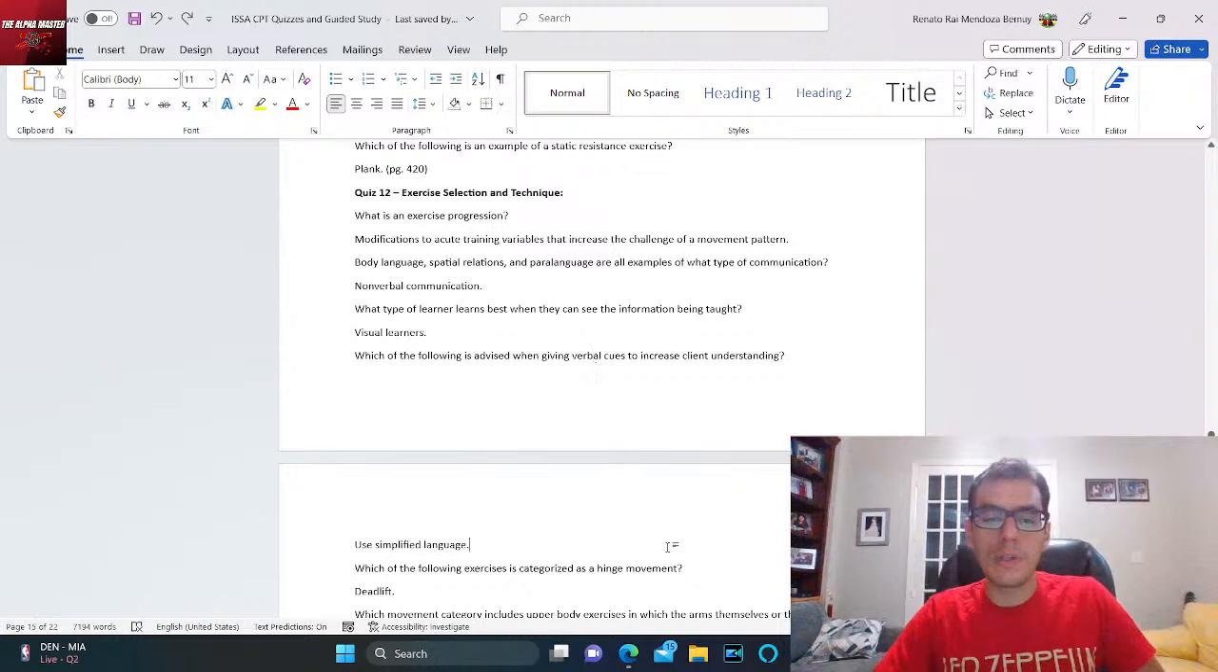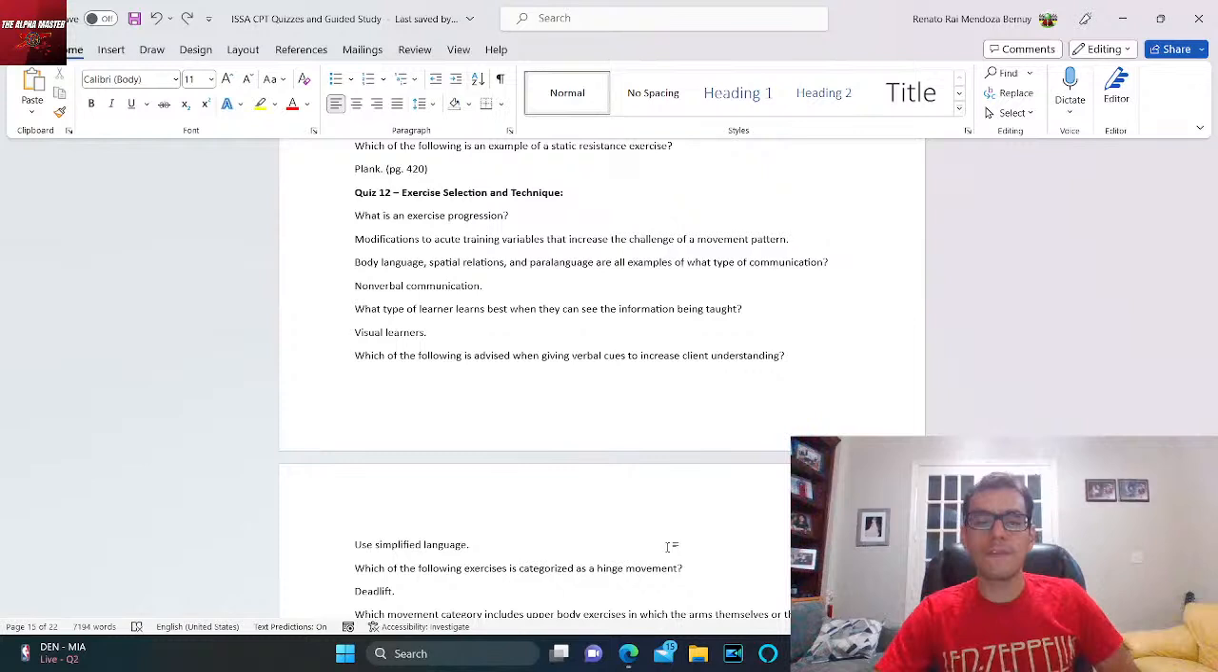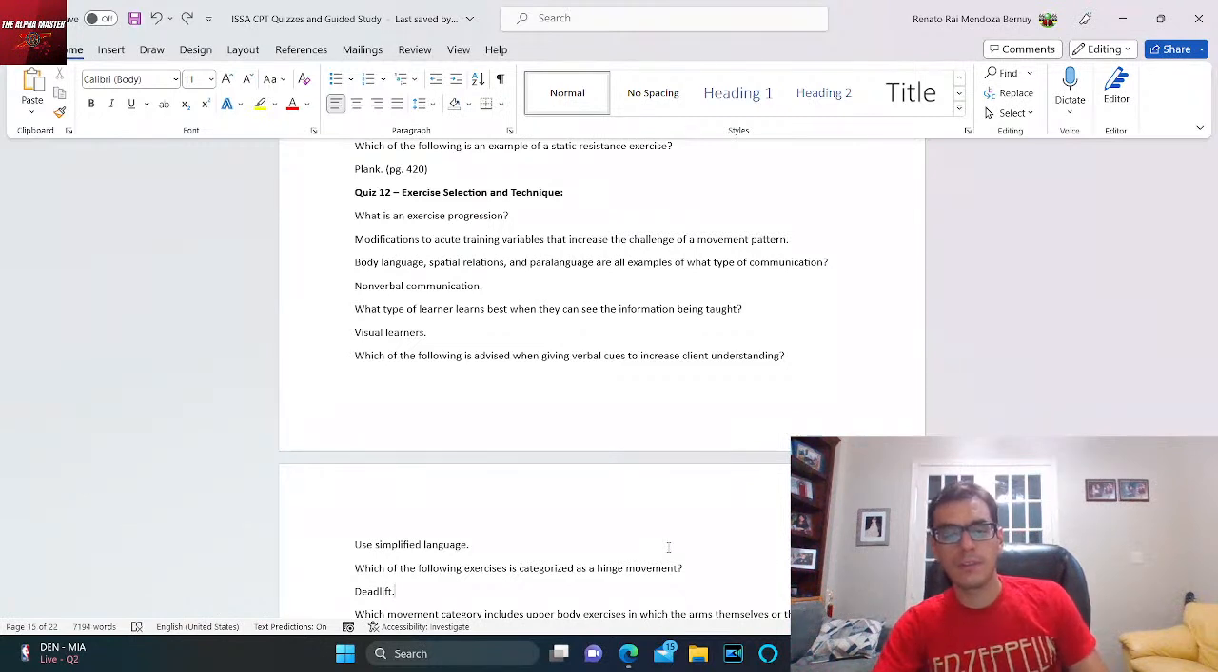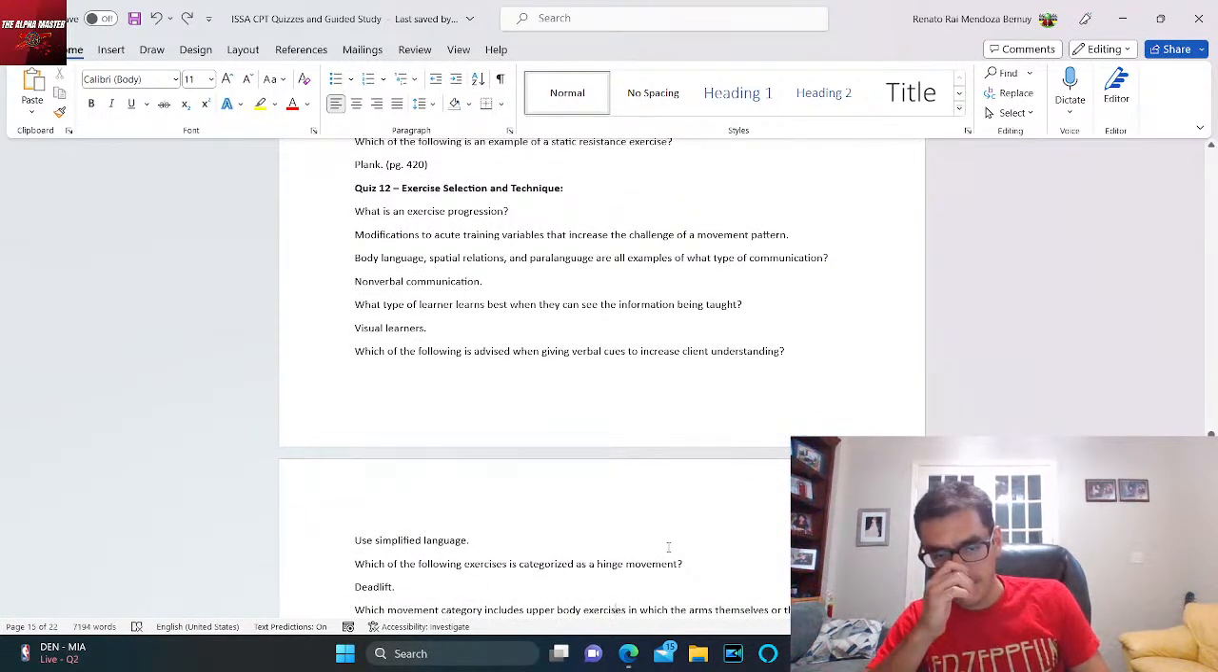Which of the following exercises is categorized as a hinge movement? A hinge movement like the Romanian deadlift. It's going to be the deadlift. Which movement category? A hinge movement is going to be the deadlift.